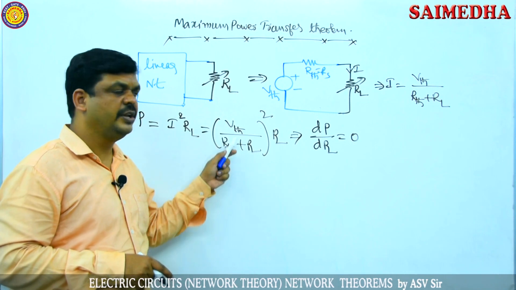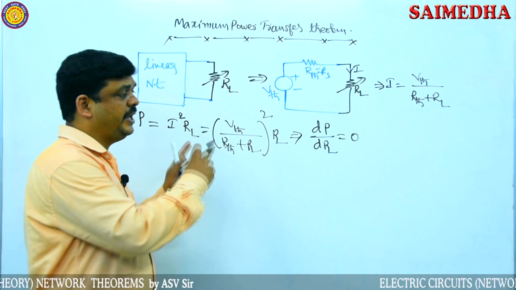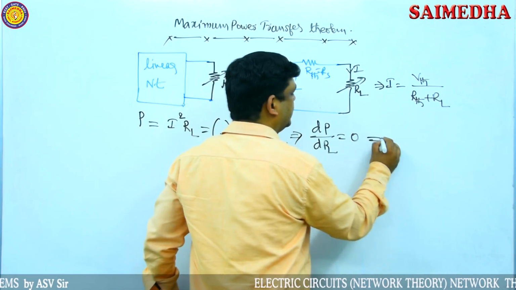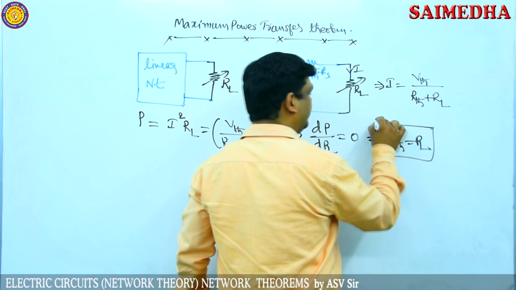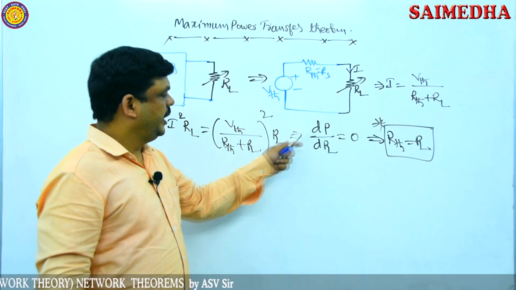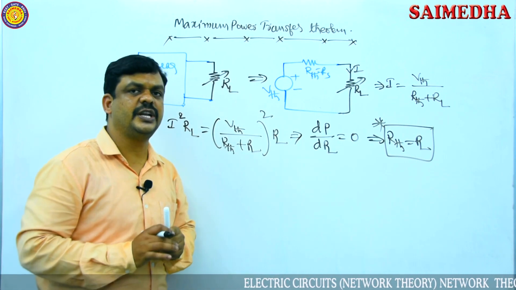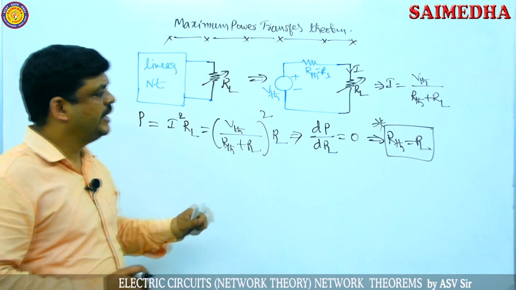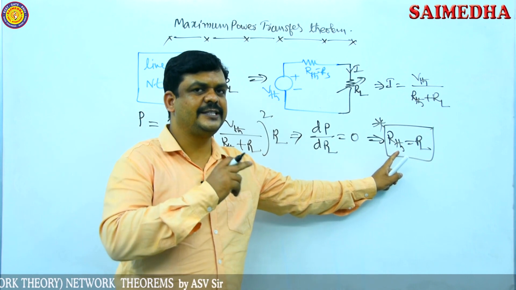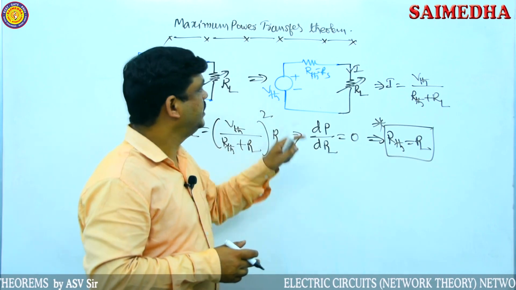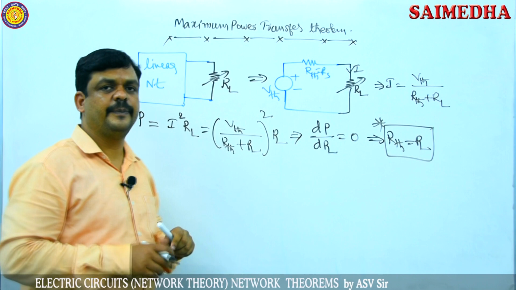With respect to RL, apply the U by V representation, differentiation of U by V, then apply equal to 0. It gives one condition: R Thevenin is equal to RL. That means if the load resistance is equal to the Thevenin's resistance, that is the source resistance or internal resistance of the complete circuit, then the power consumption of the load resistor is maximum.